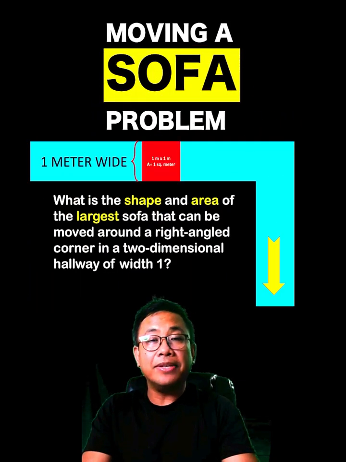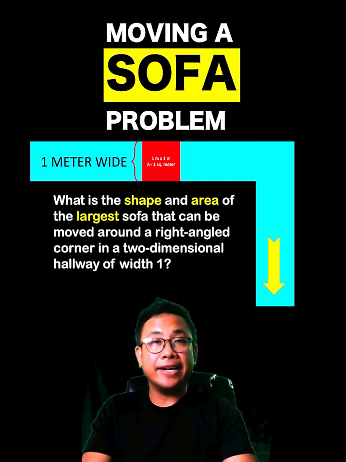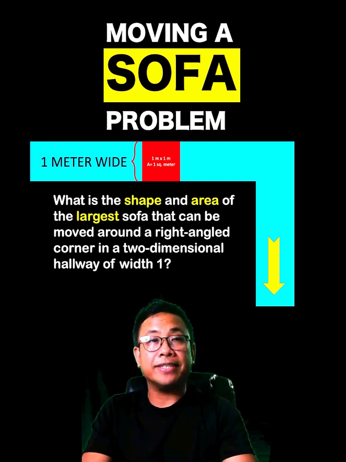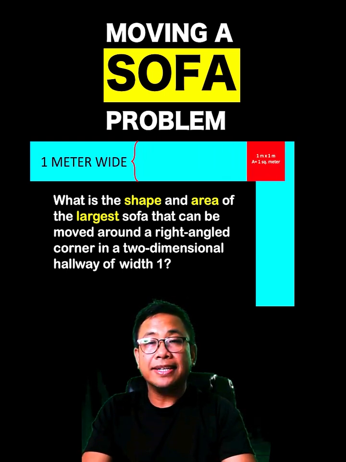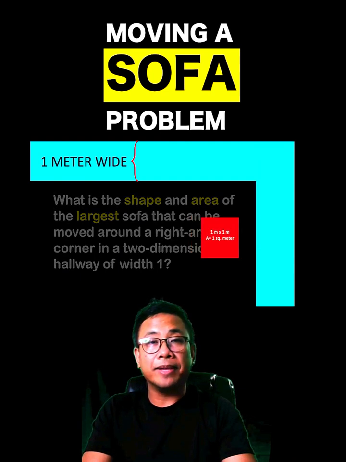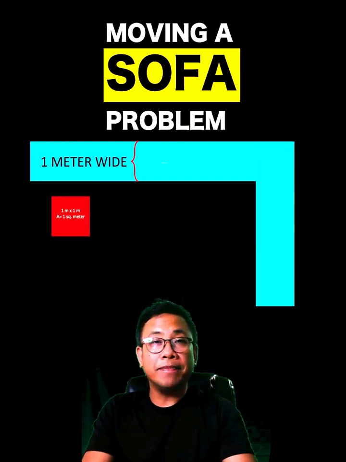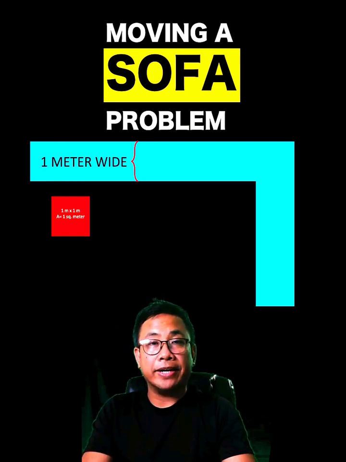Let's say our sofa is this red square with a dimension of 1 meter by 1 meter, and therefore its area is 1 square meter. We move it this way and slide it to its final destination. There's no problem if the sofa is a 1 meter by 1 meter square. But is that the sofa with the largest possible area?